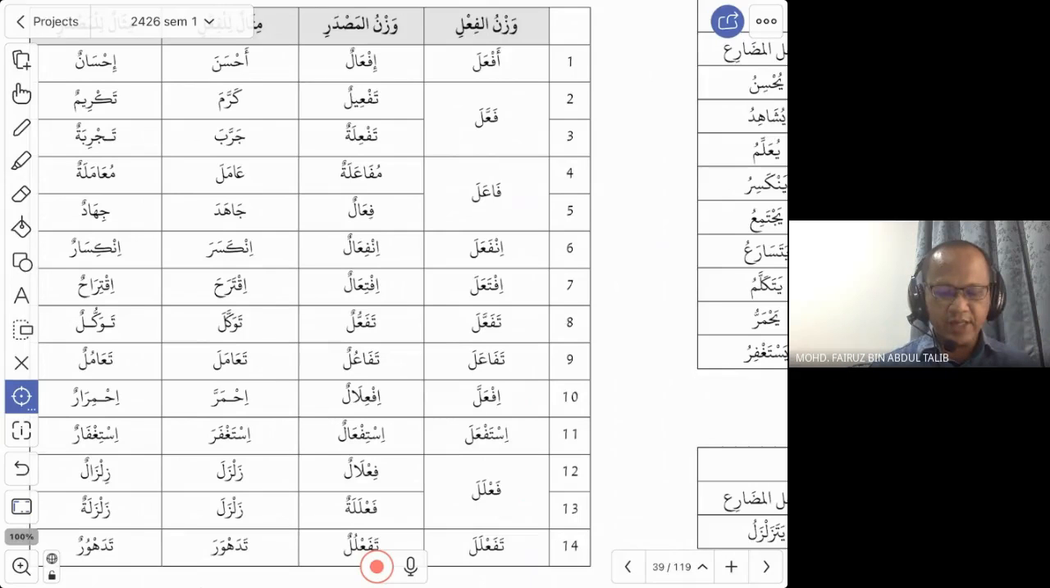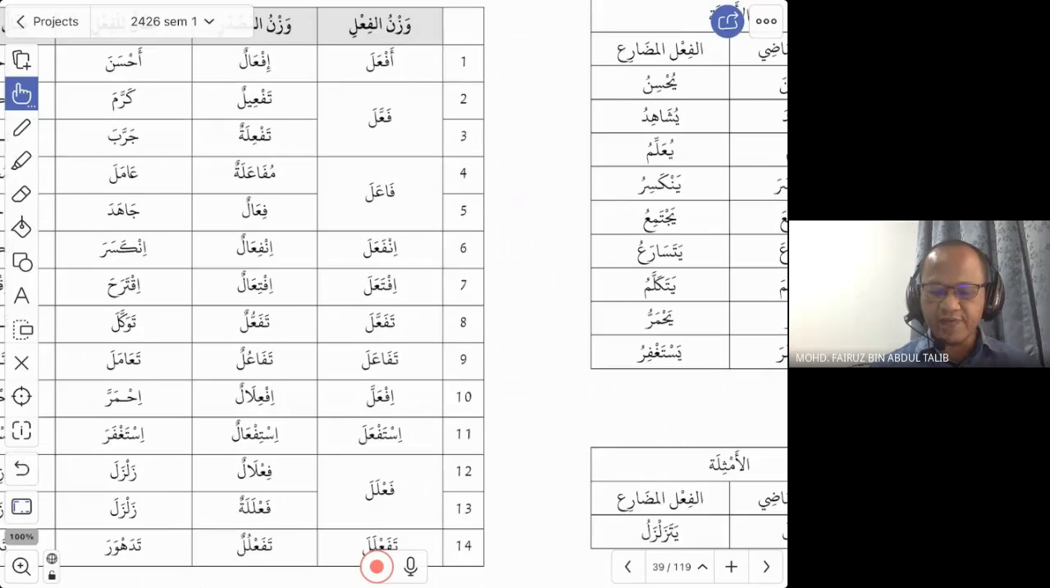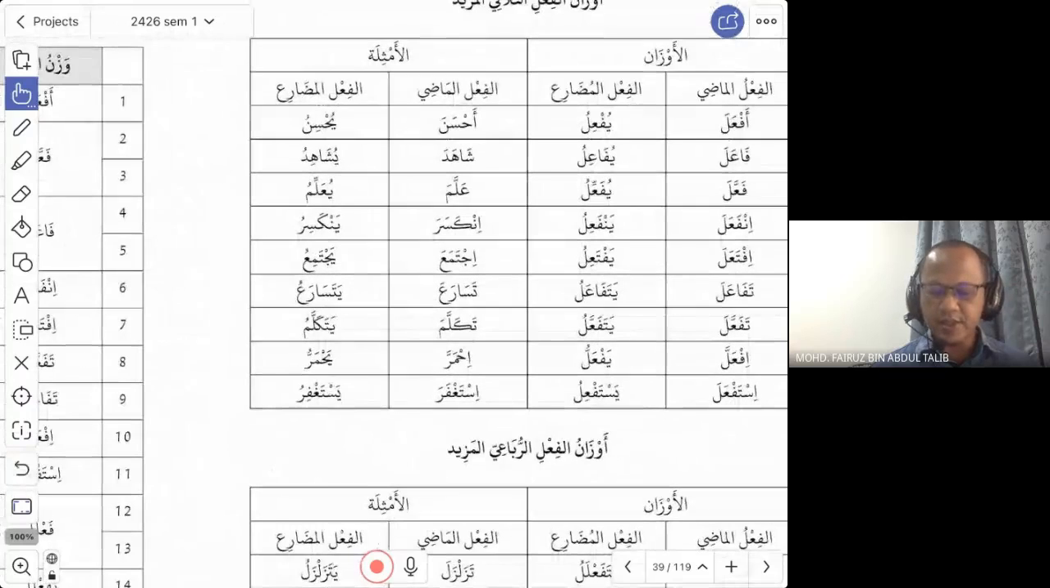Okay, so they combine everything here. That is number 1. So the wazan, we have covered them. Okay, and then what they do not have here is the mudari. They don't give you the mudari, but you can also refer to the previous table.